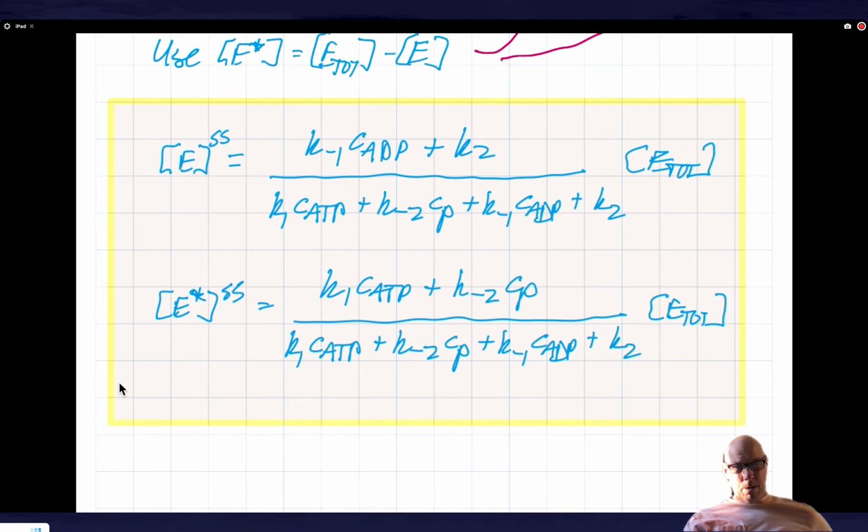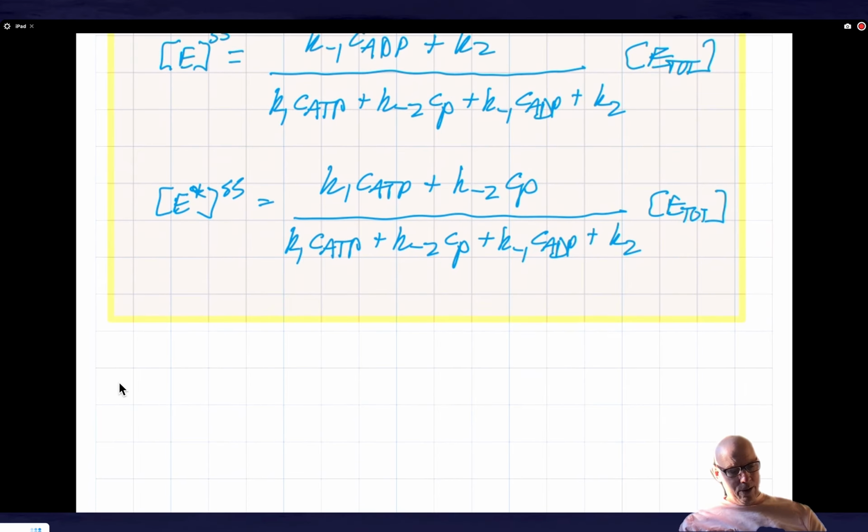So what do I learn from this? What I see is that the steady state values, just for example, look at the numerator of the second guy. If I ramp up the concentration of ATP higher and higher and higher, I'm going to drive the production of E star. The steady state value will be higher. Now let's next work out the net flux.